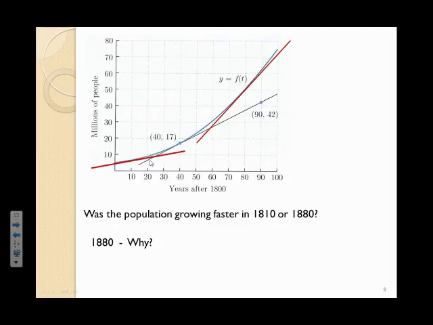Well, 1 is greater than 1/6, right? So the slope is steeper. Wherever the slope is, the incline is the steepest, that will be the fastest rate. So the population is growing faster in 1880 because this red line is steeper than this line. This rate is growing faster than this rate.